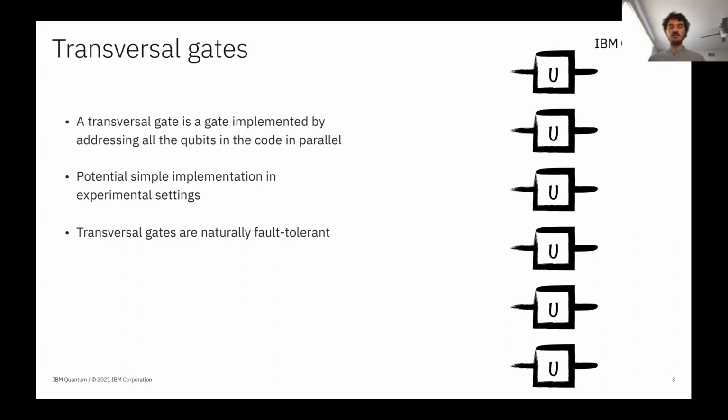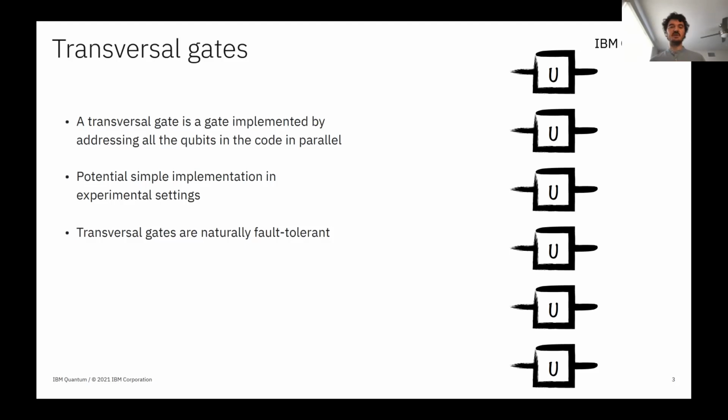And so in order to do this, I wanted to cover a little bit of background work and start off with some fundamental things about fault tolerance. So I'm going to start with a quick discussion on what is a transversal gate? What are we searching for? So many of you probably already heard this, but a transversal gate is a logical gate that is implemented in an error correcting code where each of the physical qubits is addressed in parallel.